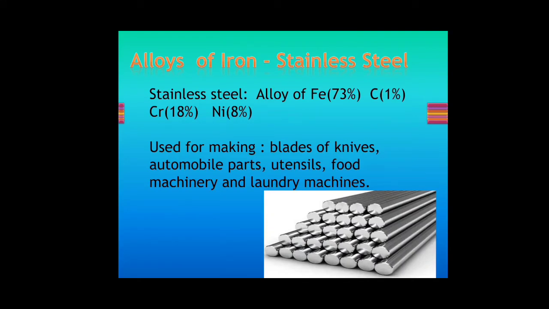Next we have alloys of iron. One of the main alloys of iron which we must have used in our everyday life is stainless steel. So how is stainless steel prepared? It is prepared with 73% of iron, 1% of carbon, 18% of chromium and 8% of nickel. The presence of chromium and nickel gives it the silvery shiny finish. It also consists of carbon, and the amount of carbon present defines the quality of steel. And why do we use steel? It is used for making blades, knives, automobile plates, automobile parts, utensils, food machinery and laundry machines.